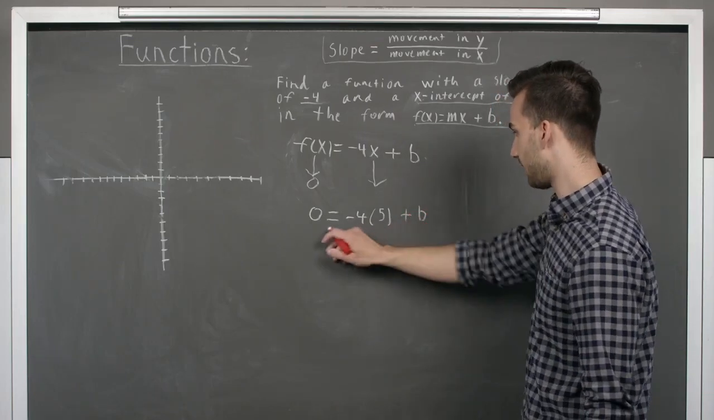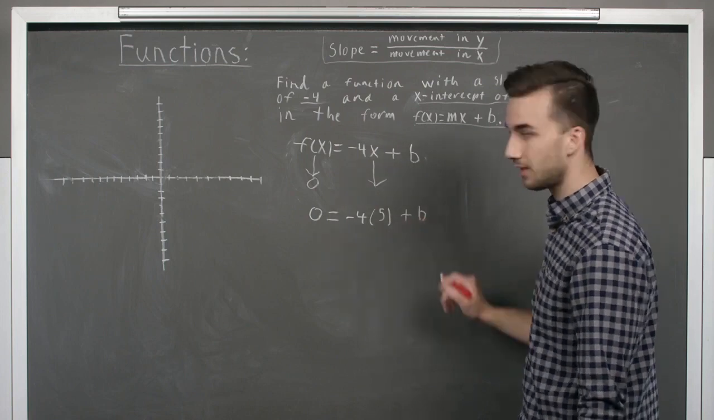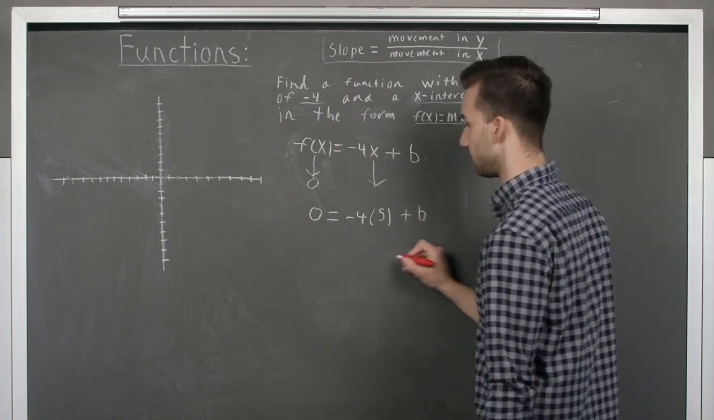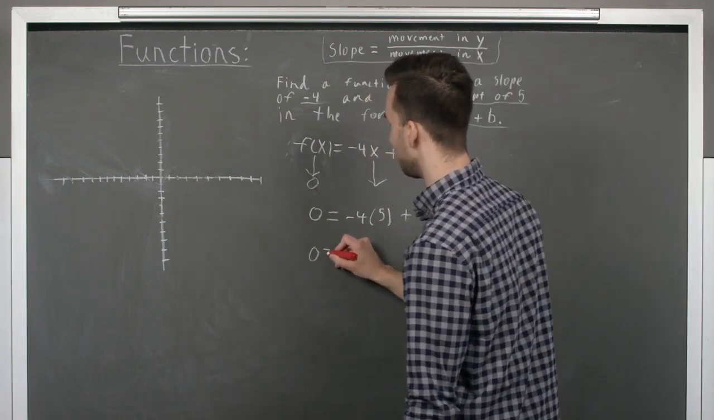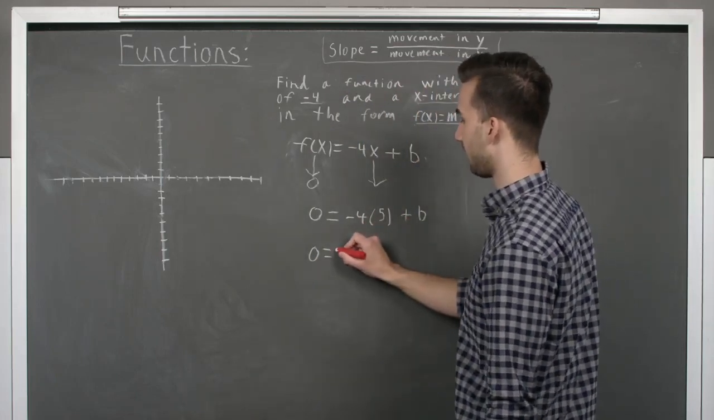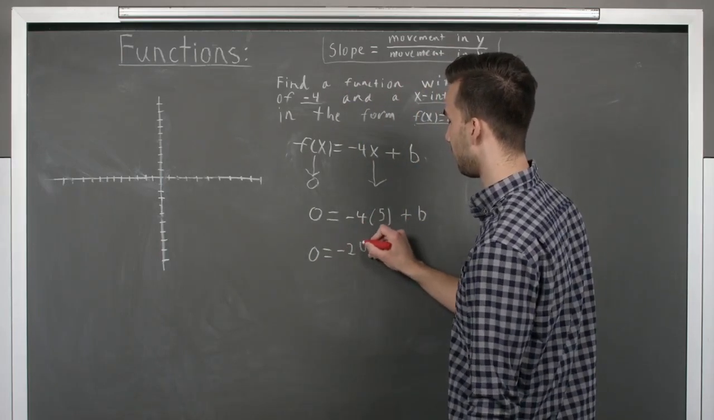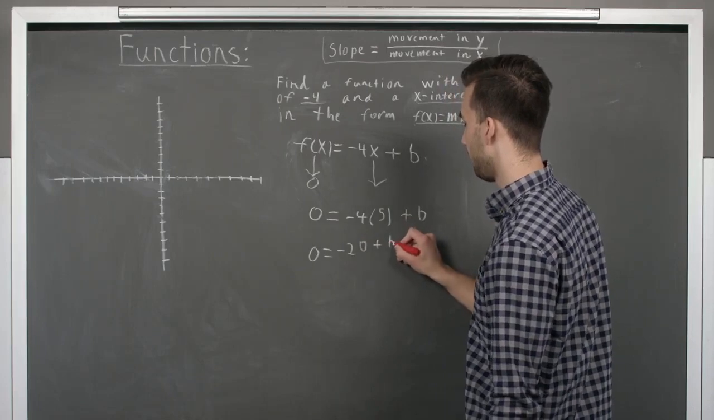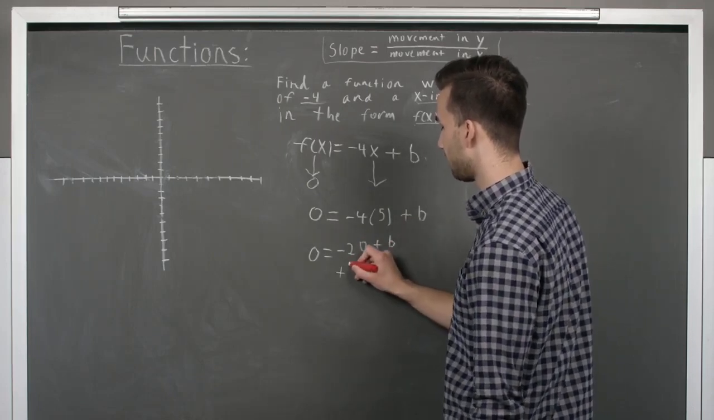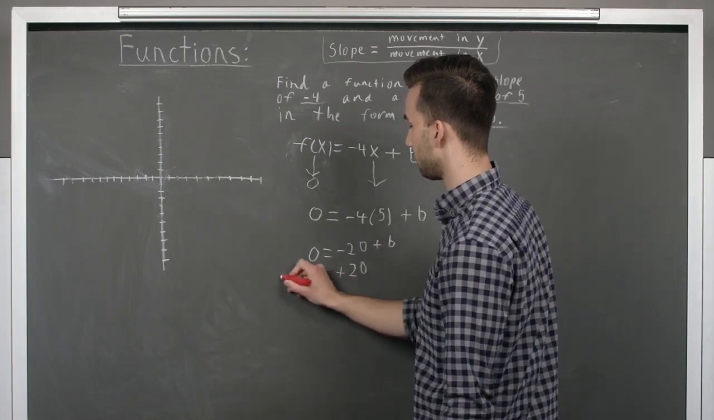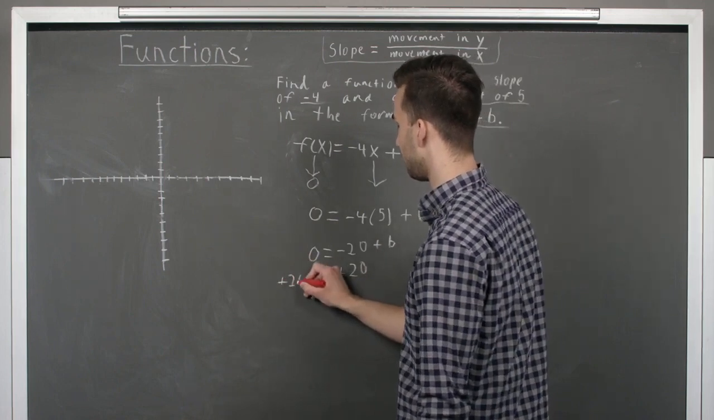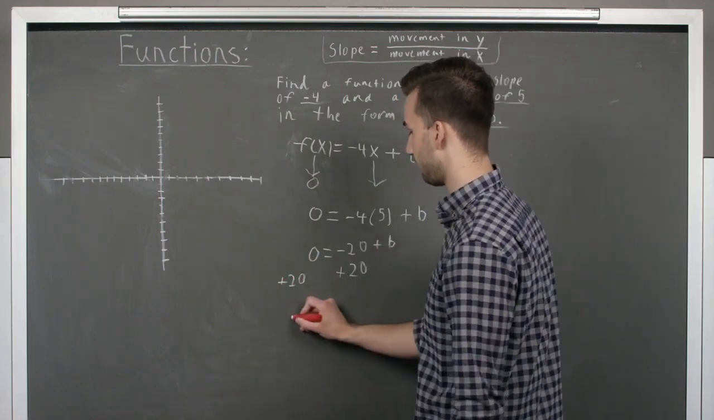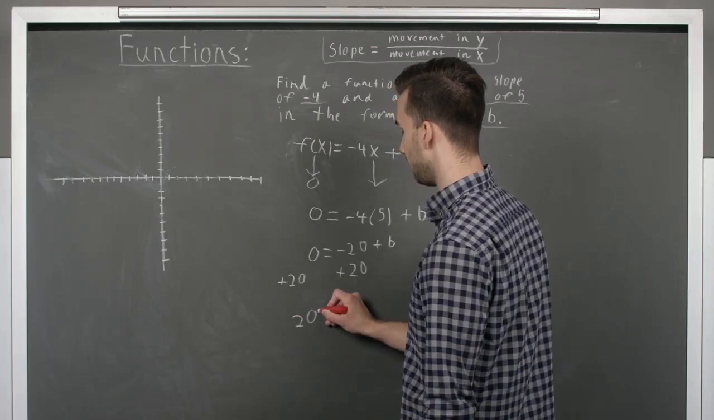Now would you look at that? We only have one variable, and we can easily solve this equation. So 0 equal to -4 times 5 is -20 plus b. Now we'll add 20 to both sides. So plus 20 over here. And we have 20 is equal to b.